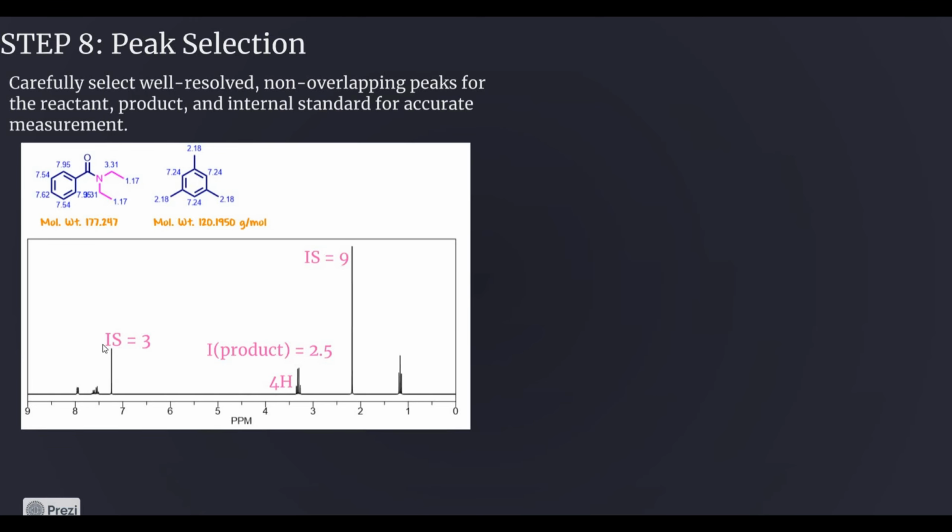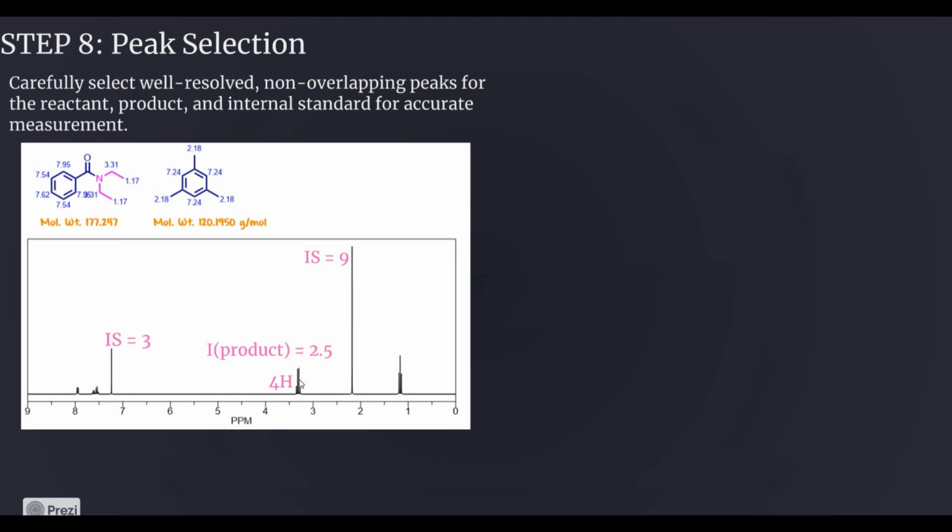Now I have integrated the internal standard peak to 3, so then another peak should be 9. So if it is 9, then it clearly indicates that there is no overlapping of peak with the internal standard. And after that, integration of the product signal, let's say it is 2.5, and actually it corresponds to 4 hydrogens.